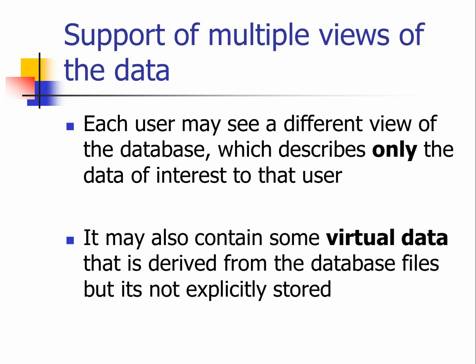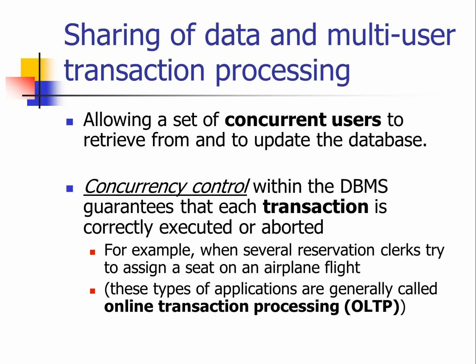So the database will support this kind of functionality. So finally, concurrency control is another key thing about the database. That, of course, the file cannot do this. Concurrency control within the database guarantees that each transaction is correctly executed or avoided.